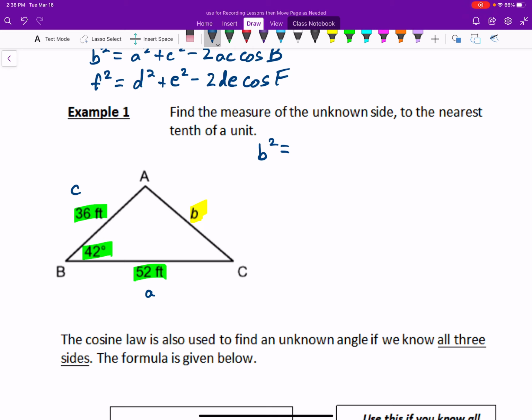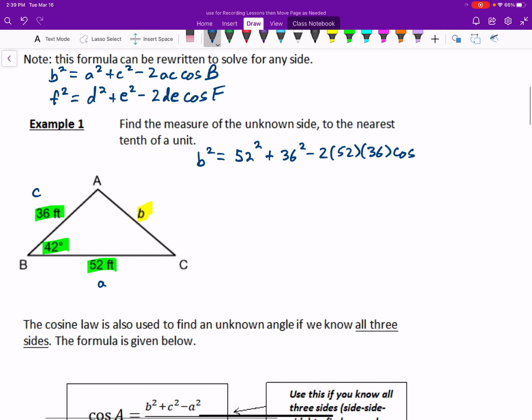So I could put the 52 as A first, so 52 squared plus C squared, which is 36 squared, minus 2 times A, which is 52 again, times C, which is 36, times the cosine of the angle. We only have one angle, so it's easy to know what angle I put in here. I recommend typing it all out at once because my calculator can sort out the order of operations for me if I do that. If you choose not to do that, that's fine, but what you have to understand is that order of operations does have to be followed.